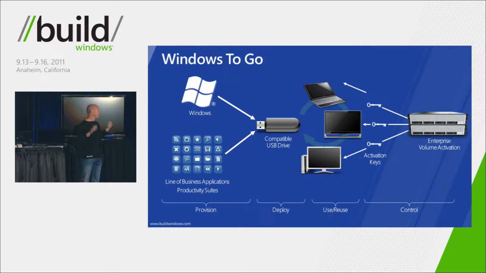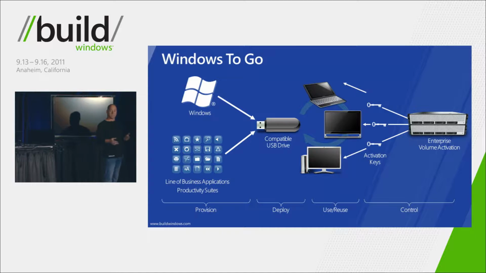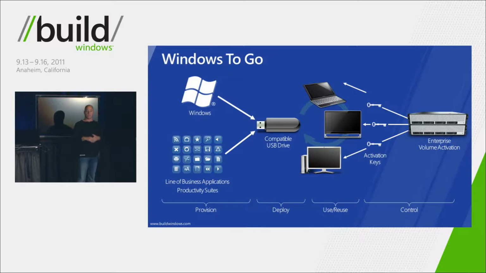So let's talk about, from a big picture, the workflow and how this actually works. So you take Windows. Again, this is full Windows. We're not talking about a special version of Windows. This is Windows 8. You provision it just like you would provision a laptop. So the same imaging tools, and I'll talk about that in more detail as we go, but the same tools that you would use to provision a laptop or a desktop will work with Windows to Go. You put it on the drive, you deploy the drive.